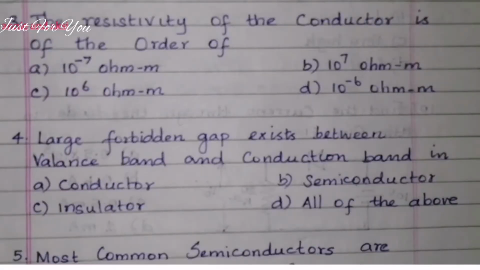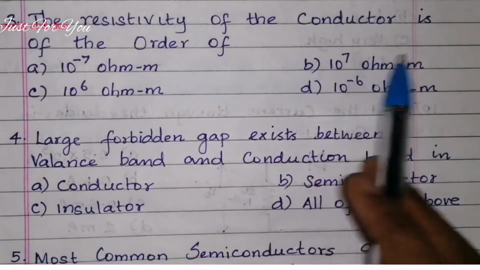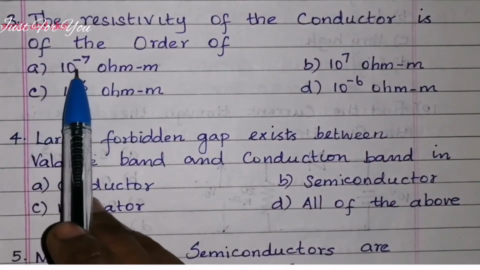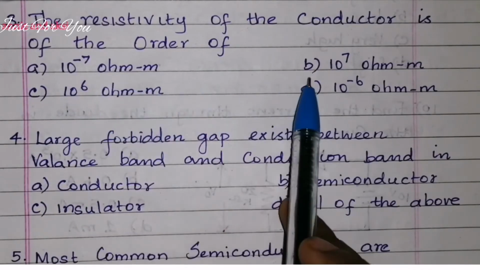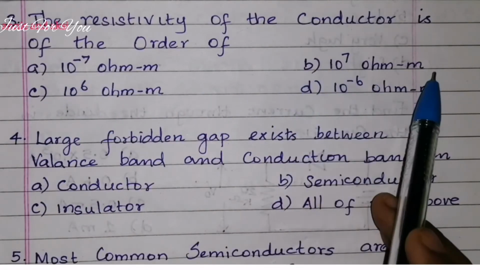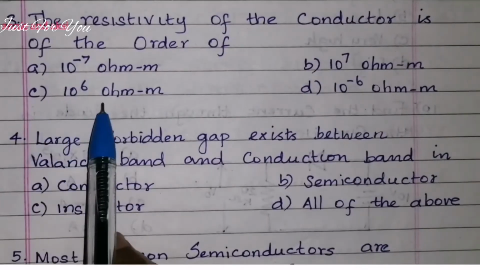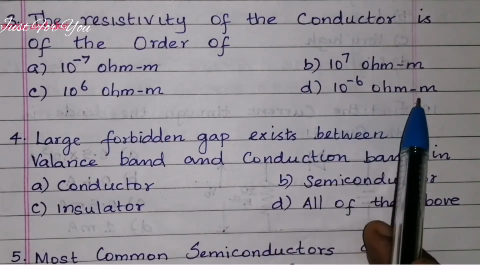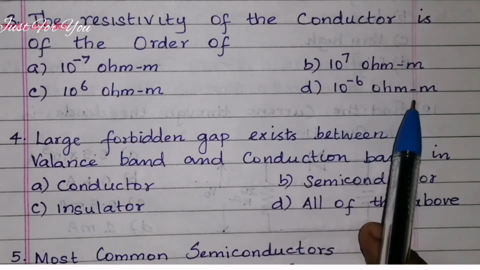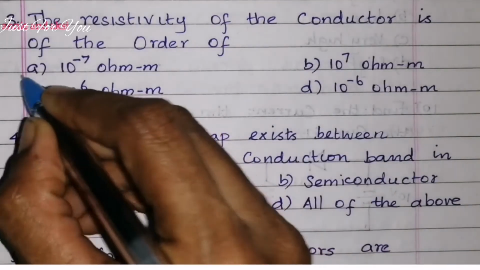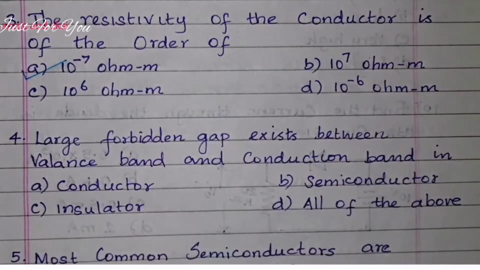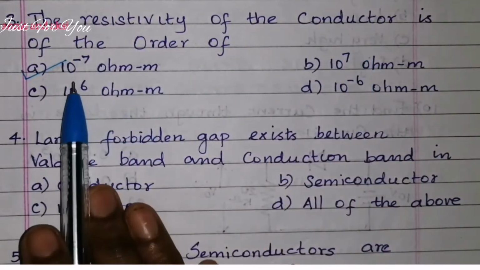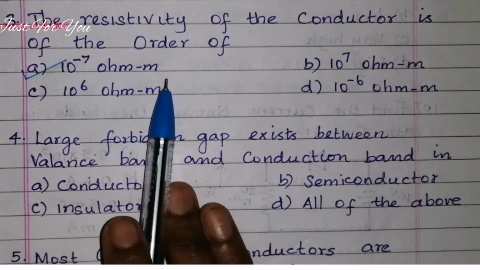Next question. The resistivity of the conductor is of the order of, option A 10 power minus 7 ohm meter, option B 10 power 7 ohm meter, option C 10 power 6 ohm meter, option D 10 power minus 6 ohm meter. And the correct answer is option A, 10 power minus 7 ohm meter. Resistivity of a conductor is of the order of 10 power minus 7 ohm meter.